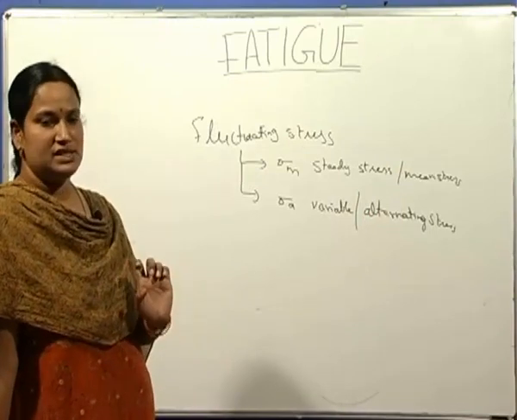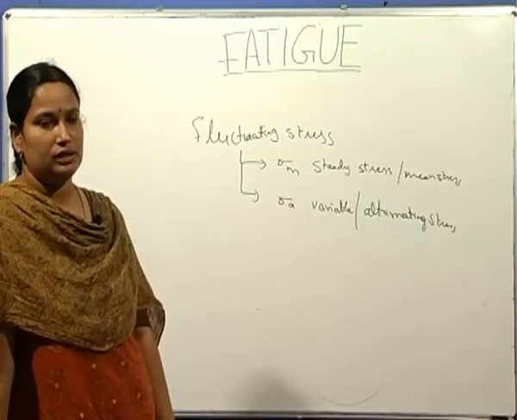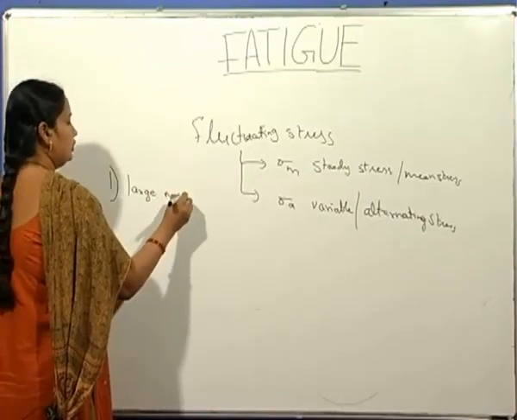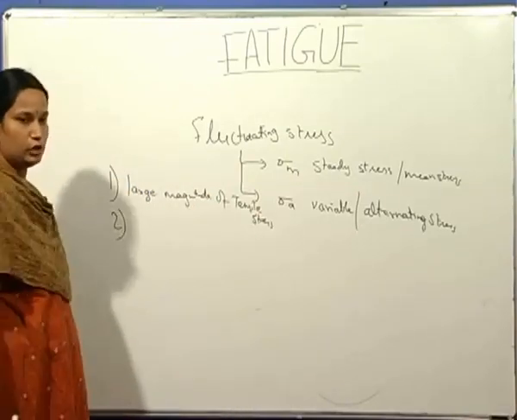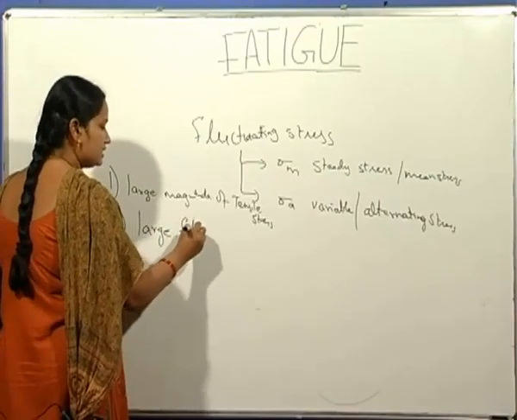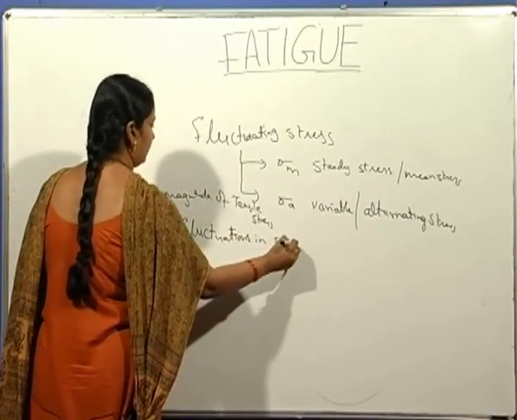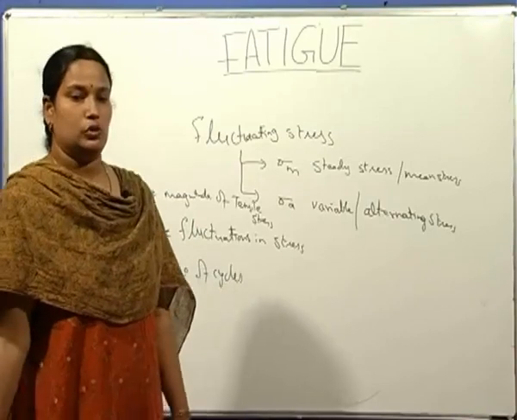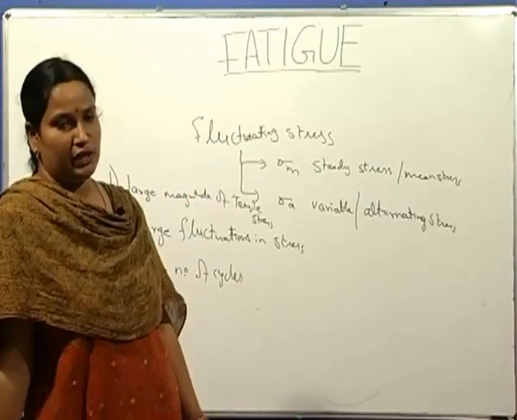The main basic factors that lead to fatigue failures are three types of factors. The first factor is a large magnitude of tensile stress. The second factor that contributes to fatigue failure is large fluctuations or large variations in the stress. Then the third is a large number of cycles.